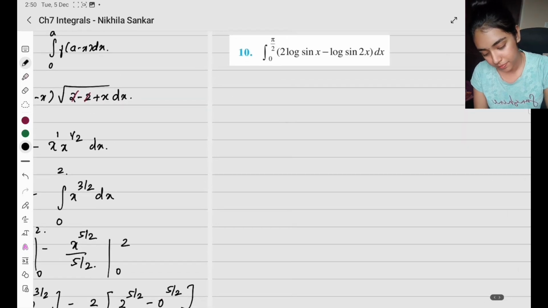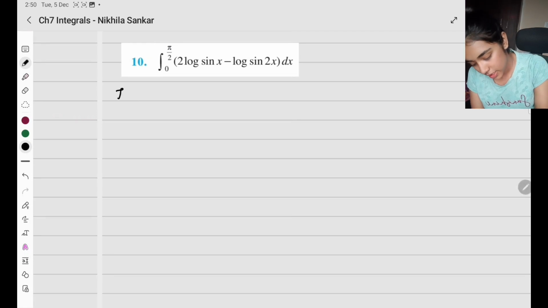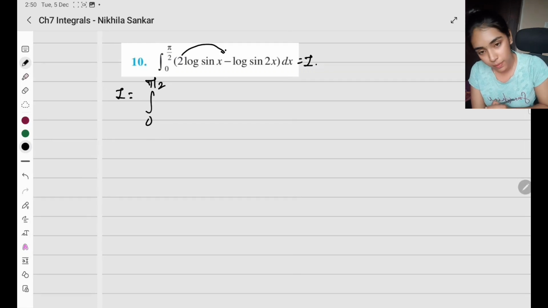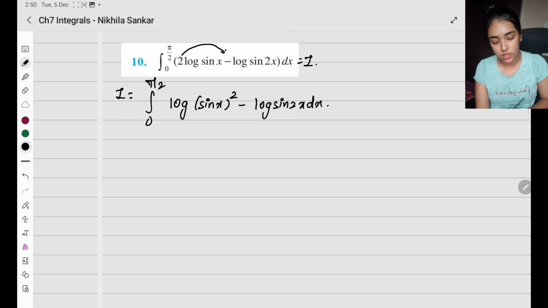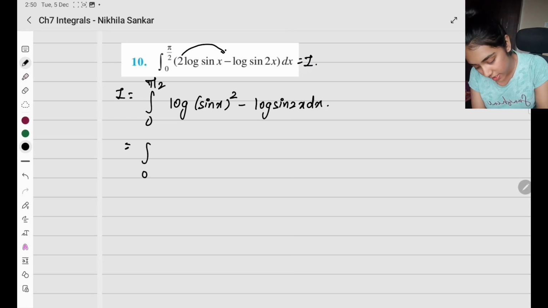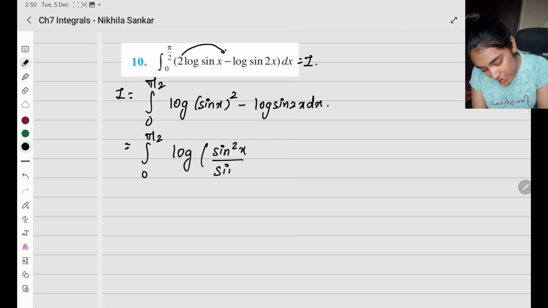Question number 10. Again, using property number 4, we have I equals, this is also my I. So I equals integral 0 to pi by 2. I'm going to take the 2 to the power. So I have log of sine x the whole square minus log of sine 2x times dx. So there is the log of a minus b formula. I can write it as 0 to pi by 2 of log of a by b, which is going to be sine square x divided by sine 2x times dx.